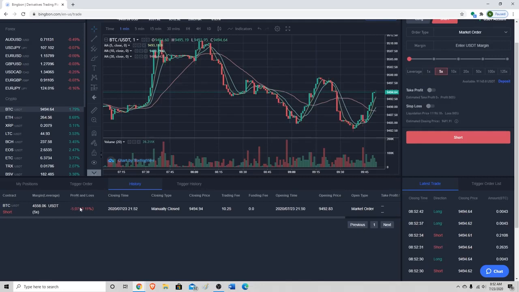I'm going to see a Bitcoin short for this amount of leverage, this price, my profit and loss. So I lost $5. This is what time I closed it at. I manually closed it, the closing price and the fee. Not a bad fee at all. And it shows my opening price and what type of order it was.